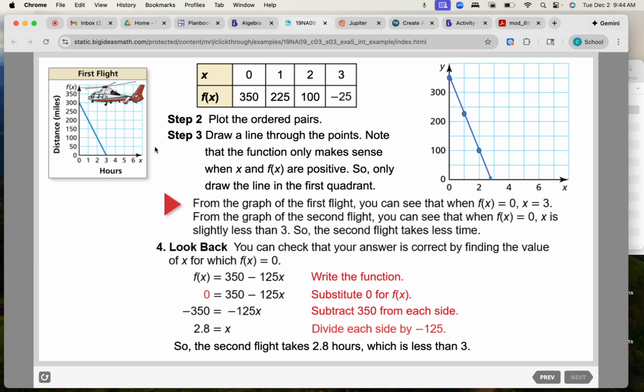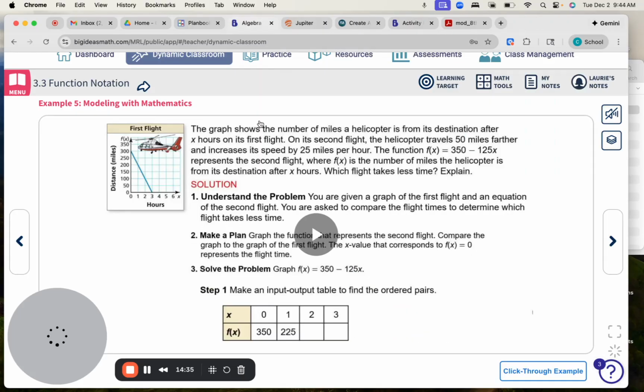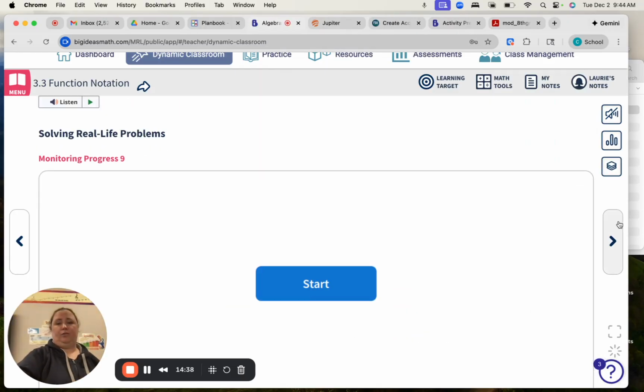Any questions on how we did this? Awesome. All right, so you guys need to finish monitoring progress all the way through number 9, and that's it.